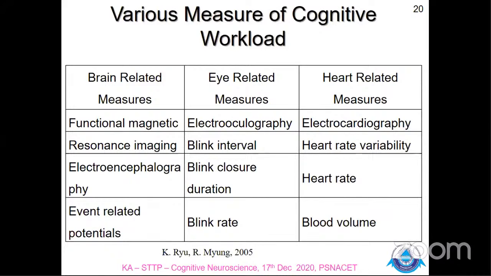If you want a one-dimensional signal, other techniques can also play a role. Instead of the brain, we can use another technique for quantifying cognitive workload: eye-related measurement using EOG, the electrooculogram. Blink interval, blink closure duration, and blink rate are all such measures. These are all the techniques: electrooculogram, blink-related, all of these.